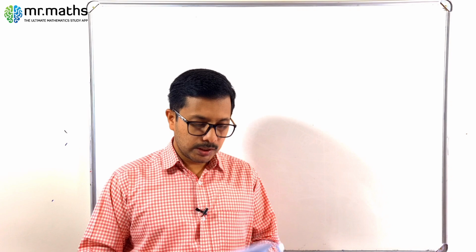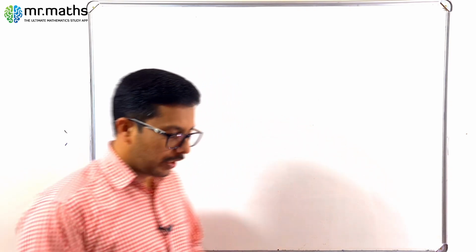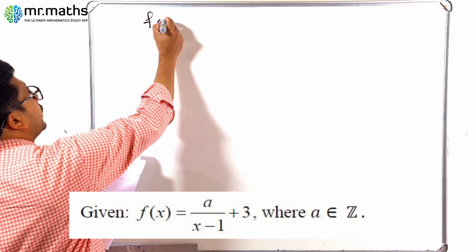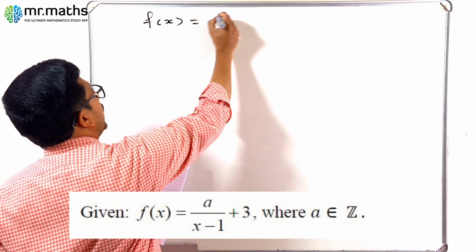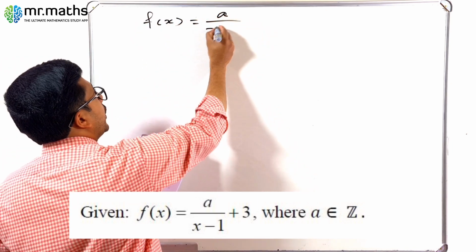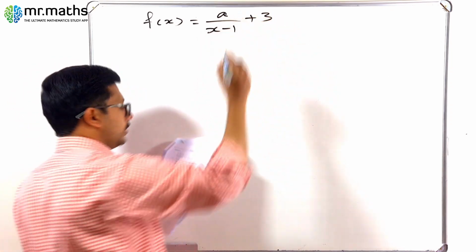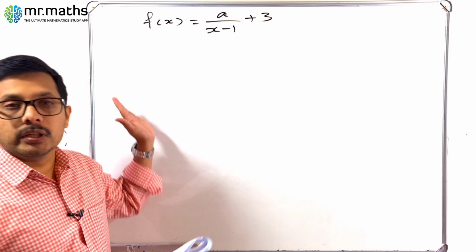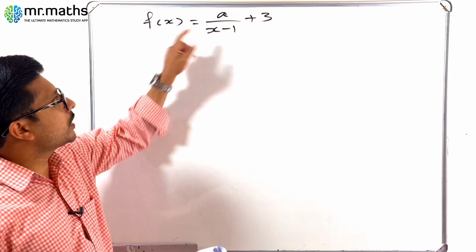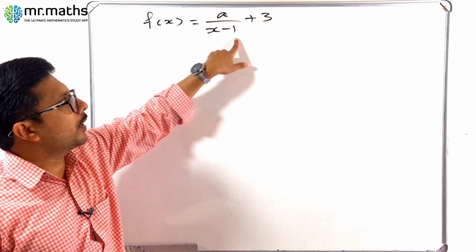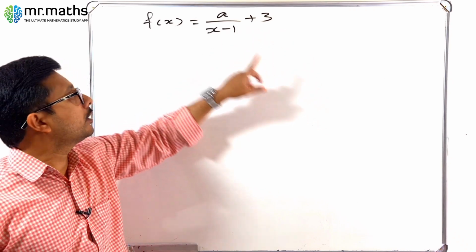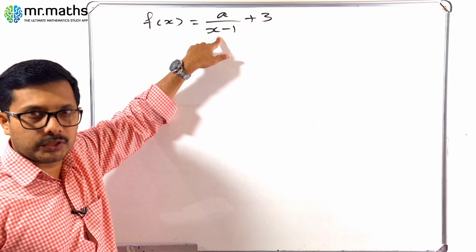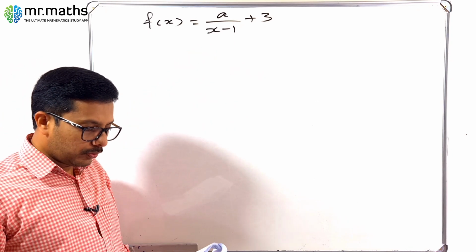Question number 4. Given f of x is equal to a divided by x minus 1 plus 3, where a is an element of z. So that's all given. There is a function f of x is equal to a by x minus 1 plus 3. So you know that since the variable is in the denominator, this is a hyperbolic function. Okay. Now what is the first question?